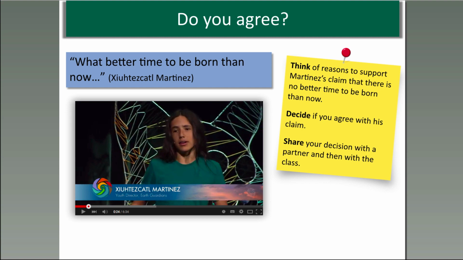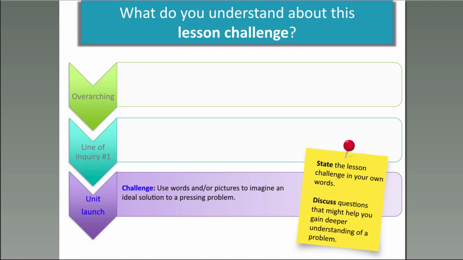This is Kat Martinez, very popular youth leader right now around the Fridays for Future, Earth Guardians, doing a lot of work around climate change and climate change activism. So this is a video that you can watch with the students and you get them thinking about it, speculating. He said, what better time to be born than now? Well, think of reasons to support the claim. Do you agree with the claim? Again, turning this into thinking prompts for students, not just passively watching a video, but asking them, do you agree? Do you disagree? What evidence can you use to support your thinking?